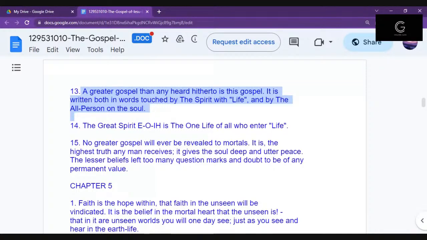The lesser beliefs left too many question marks and doubt to be of any permanent value. But when you understand the Father and understand that he ain't God, that he's something greater, that he made the highest God. He made him, shaped him up like clay dough. And when he done with him, he'll sweep him to the side.